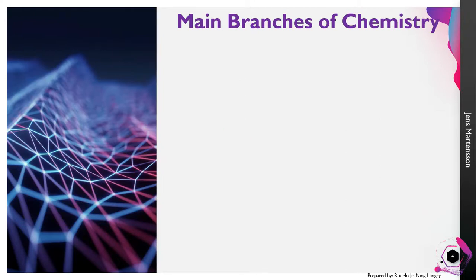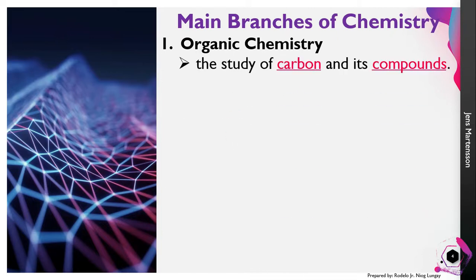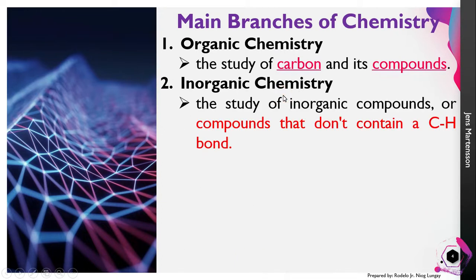There are five main branches of chemistry. We have organic chemistry, which focuses on the study of carbon and its compounds. Then we have inorganic chemistry, the study of inorganic compounds, or compounds that do not contain carbon and hydrogen bonds. If there is a carbon and hydrogen bond, it is considered organic. Again, compounds with a carbon and hydrogen bond are organic compounds. If a compound lacks carbon and hydrogen, or lacks one of them, it is an inorganic compound.